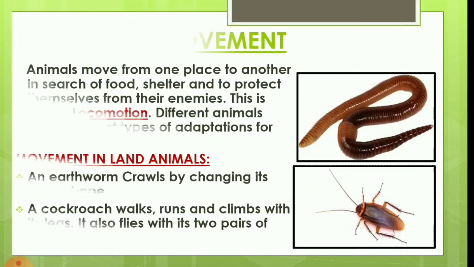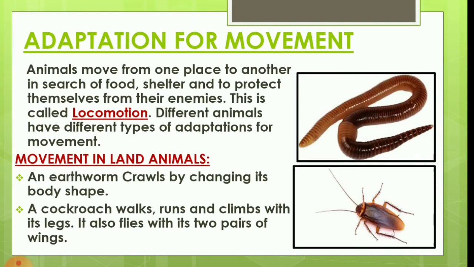Now our next topic is adaptation for movement. What all changes they make in their body for moving. Animals move from one place to another in search of food, shelter and to protect themselves from their enemies. This is called locomotion. Now animals move from one place to another to get food, to get shelter, and also to protect themselves from enemies. So movement for these reasons is known as locomotion. Different animals have different types of adaptation for movement. So for moving also the adaptations are different in different animals.